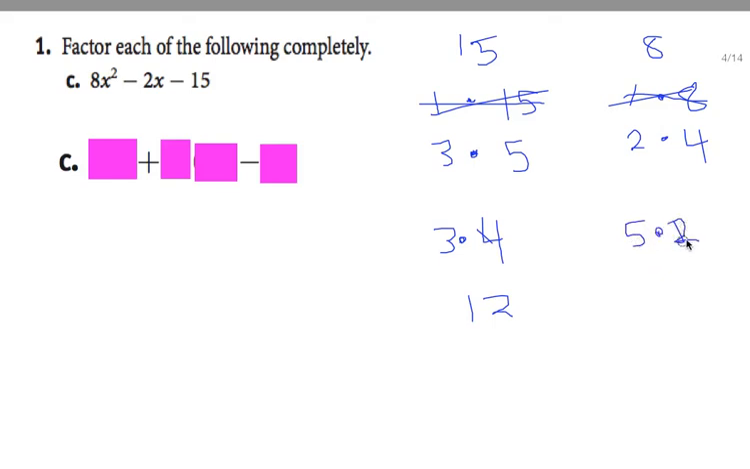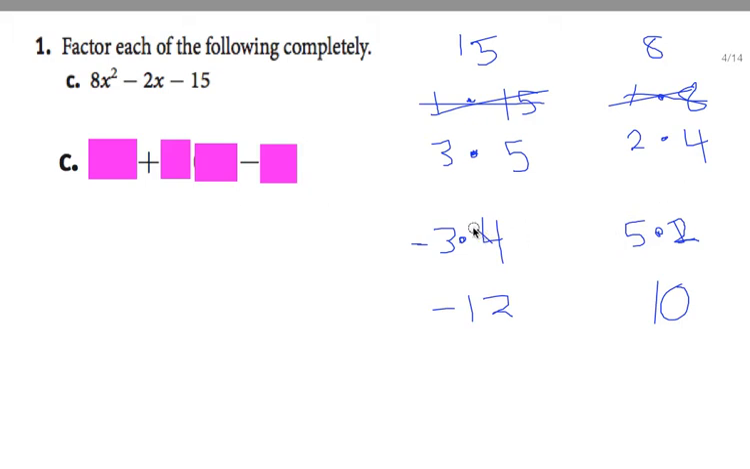Oops. There we go. Would give us 10. And then we're going to add or subtract these. Now remember, we want to get a -2, so our bigger number needs to be negative. So we're going to make that negative. 4 and 2 have to be positive, so we're going to end up with a -3 here and a +5.